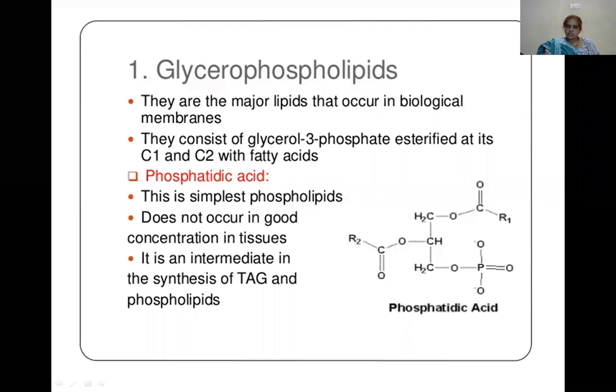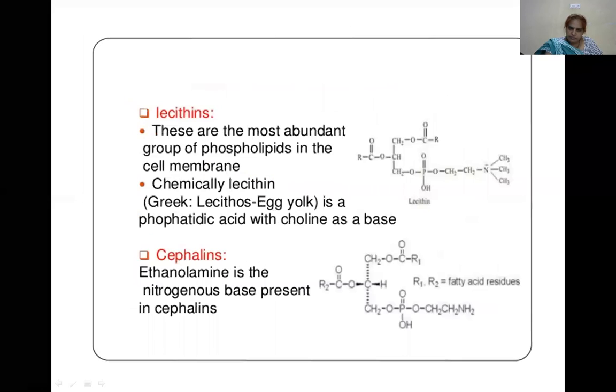Now see the first one, phosphatidic acid. Phosphatidic acid is a simple form of phospholipid. It does not occur in good concentration in tissues. It is an intermediate in the synthesis of triacylglycerol and phospholipids.